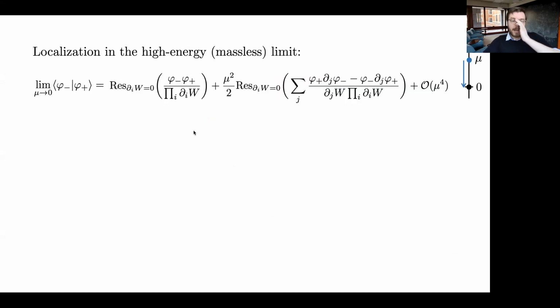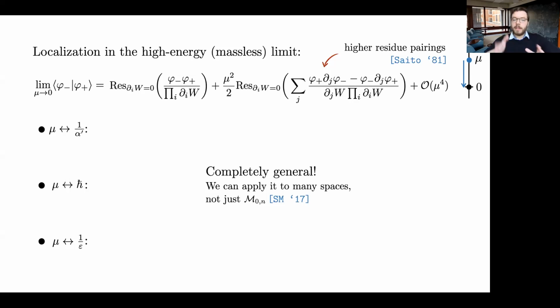So let's consider the high energy limit first. What you can show is that the formula that you obtain is this one. So we have a residue localized on these kinds of constraints with these pairings, and all the subleading corrections are known in terms of these so-called higher residue pairings. And one thing that I wanted to emphasize on this slide is that this story is completely general, and we can apply it to various different spaces and not just for M0,n.